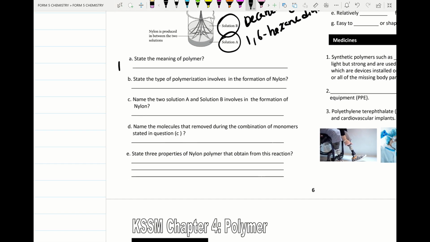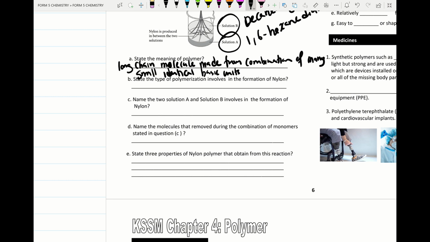Polymer is a long chain of molecules made from the combination of many small, identical, basic units known as monomers. We try to check the second question. State the type of polymerization involved in the formation of nylon. That will be condensation polymerization.